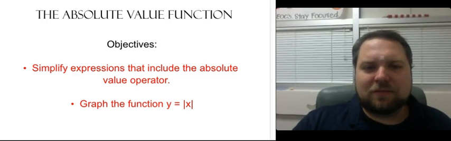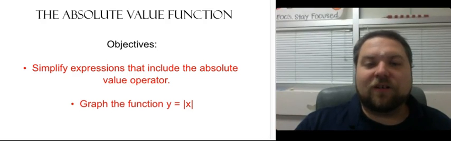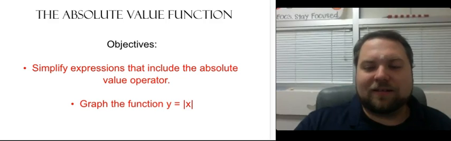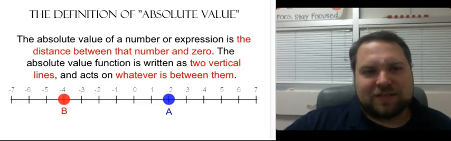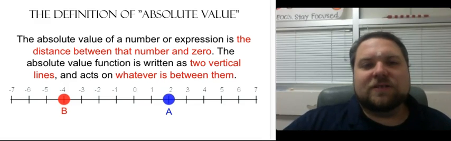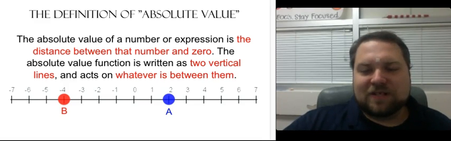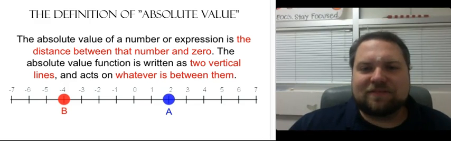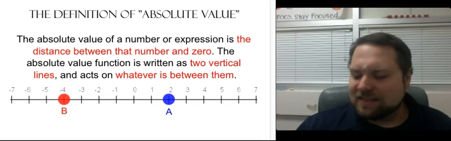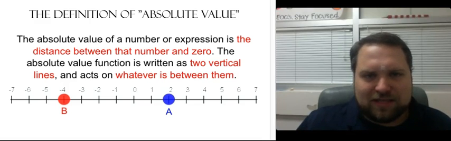So think back to what we talked about. We had the distance, where whether it's positive or negative didn't matter. It was just how far from that starting point we walked, and it turns out that that's exactly what we're looking at with absolute value. Absolute value is just the distance between whatever number we're taking the absolute value of and 0. That's it. And if we write the absolute value function, the way we write it is as two vertical, that means straight up and down lines, and it's acting on whatever's in between them.